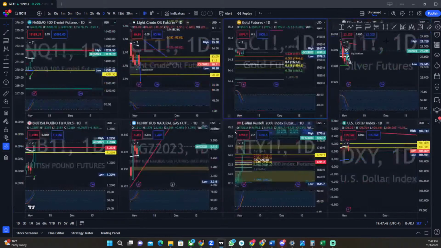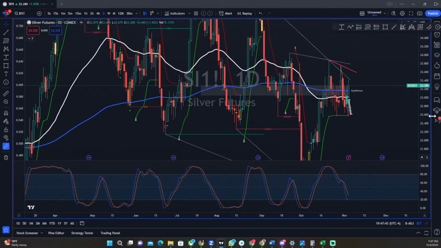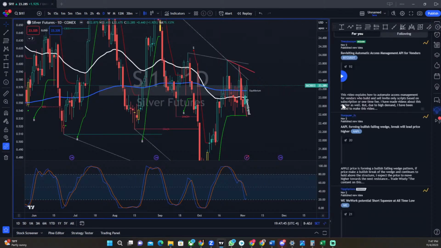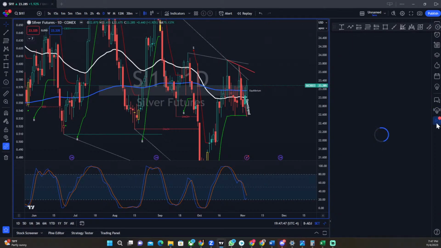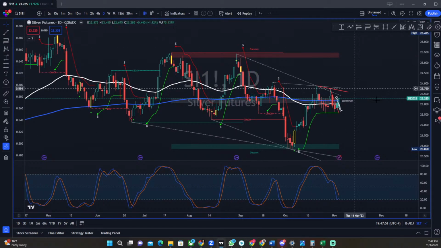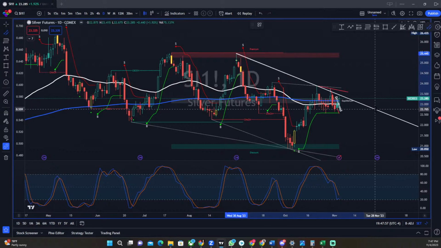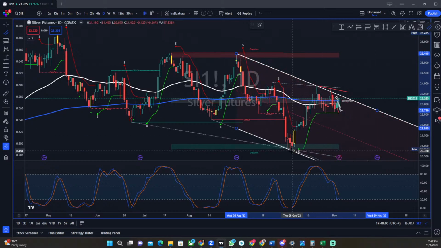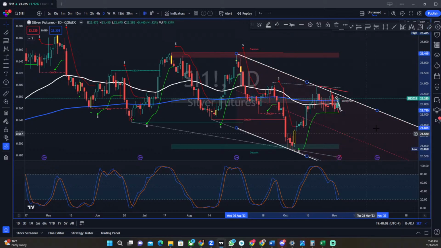Next one is silver. Silver looks very similar to gold. It looks like it's compressing. I did not mean to open that. Let's get that out of the way. There we go. But you could see the cheat code algo is letting us know that this is a potential channel. So let's go ahead and grab a nice channel from TradingView. Let's put it right here and let's treat this as such.